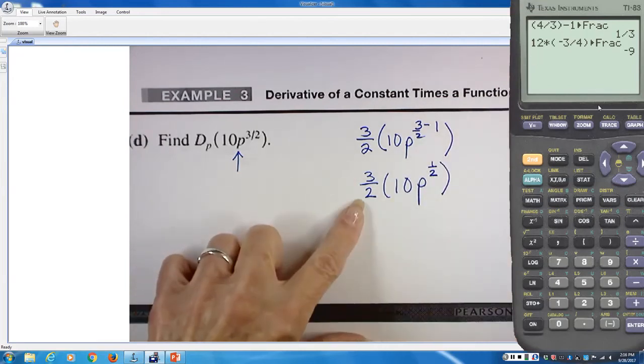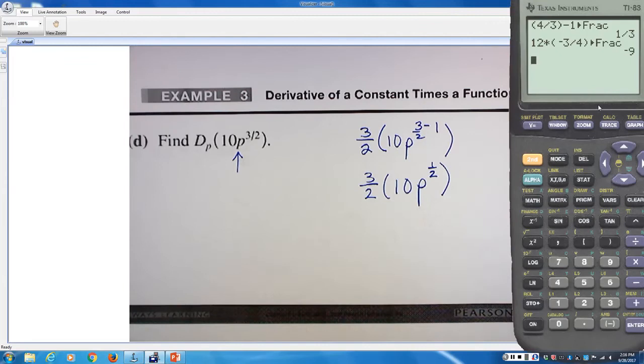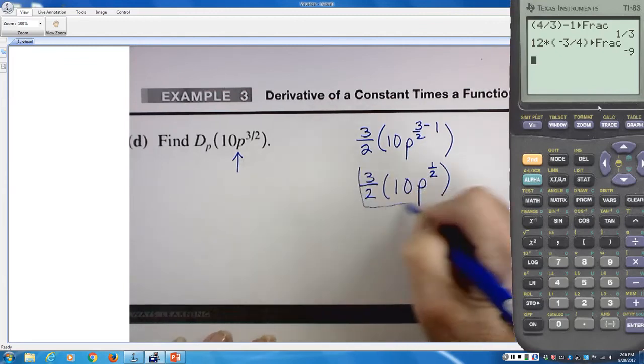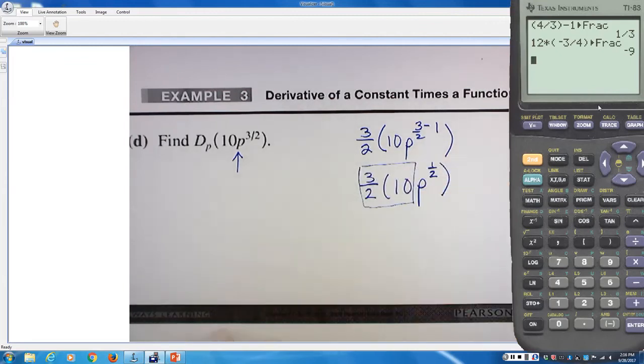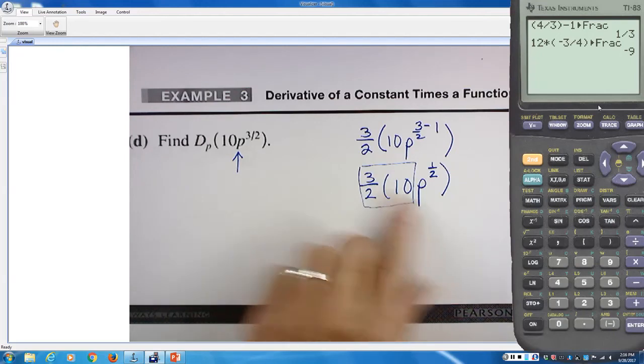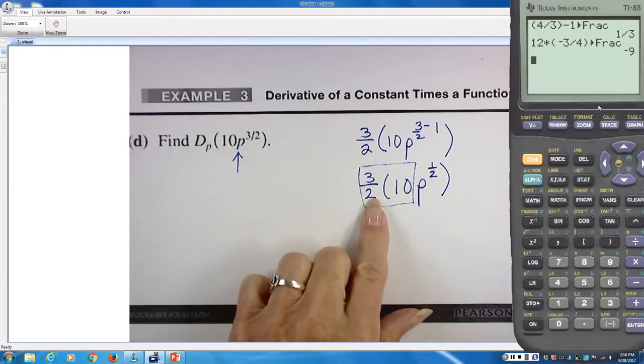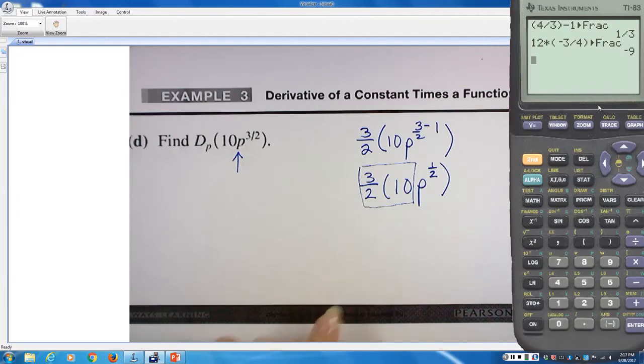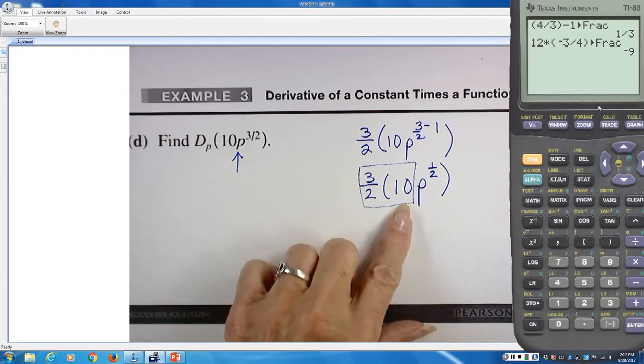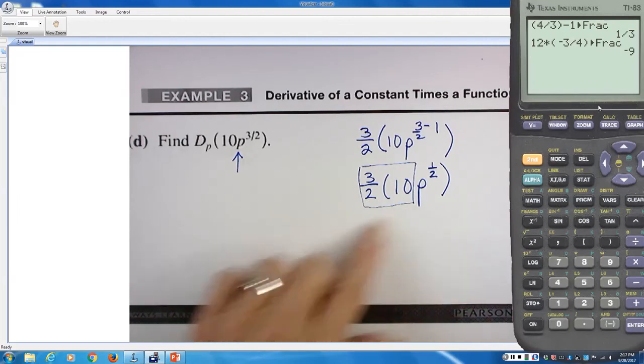Now the only thing left to do is say 3/2 times 10. There's nothing actually wrong with that, except that when you get ready to type it into your calculator, since you've got two numbers together, you probably want to go ahead and multiply those two numbers out so that you have less to type in. So 3/2 times 10 is 15.